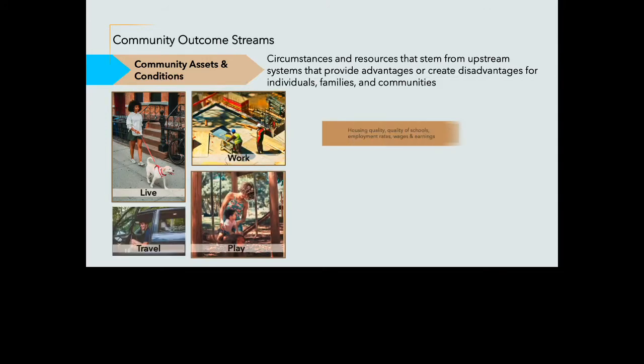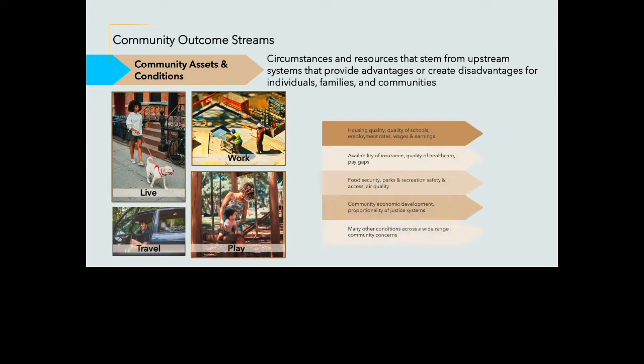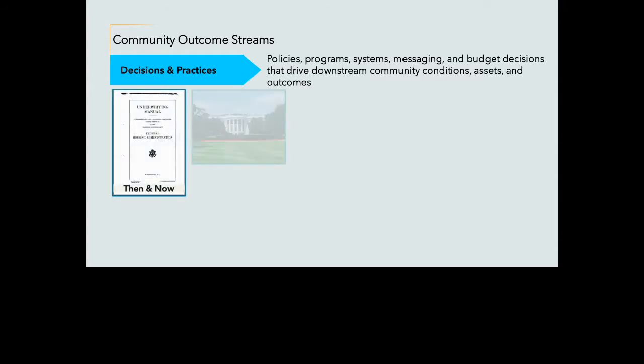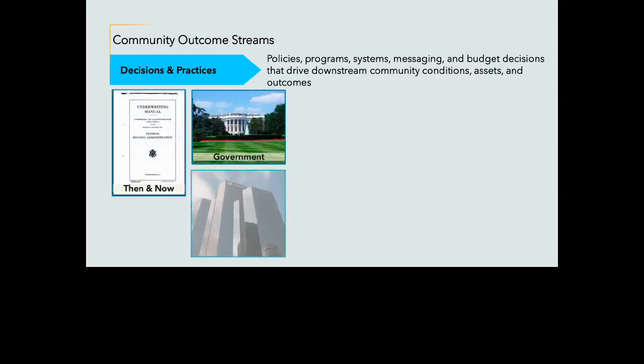And community conditions include circumstances like access to quality healthcare, to education, to parks and recreation, housing and environmental conditions, access to resources that advance professional and business opportunities, and many other conditions. And decisions and practices are the policies, programs, systems, budget decisions, and business processes that influence the circumstances surrounding individuals, families, and communities, impacting how they fare. And these include historic and contemporary practices and decisions by governments, businesses, and communities.